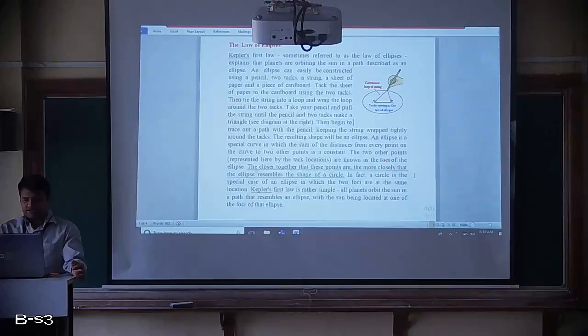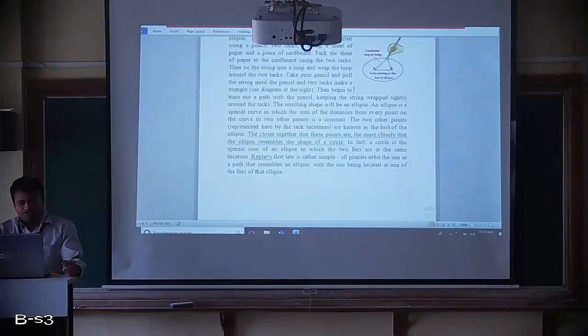So finally, what we want to say is that the planets orbiting around the sun move in the form of an ellipse. It is not in the form of a circle. That's what we wanted to say. So this is the first law of Kepler, or Kepler's first law, or else we can call this the law of an ellipse.